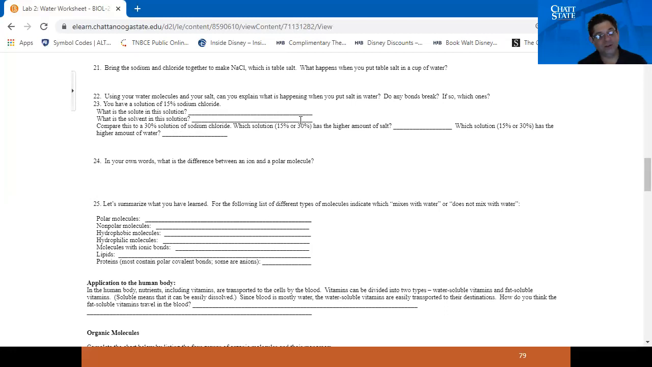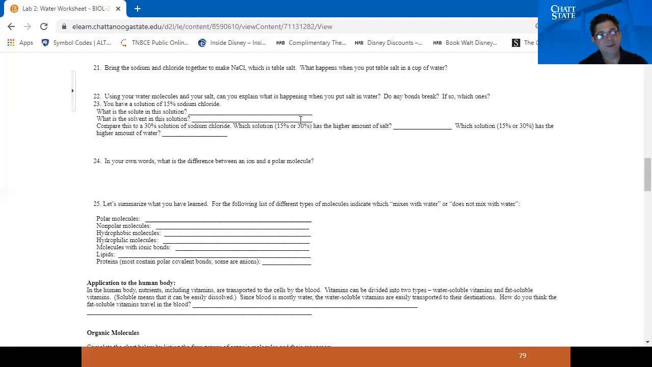If I tell you, here's a 30% sucrose solution, what's the solute? You tell me. In a 30% sucrose solution, what's the solute? 30%. No, that would be the concentration. The sucrose. Sucrose, there you go. Now, if I said, what's the concentration, you would say 30%.